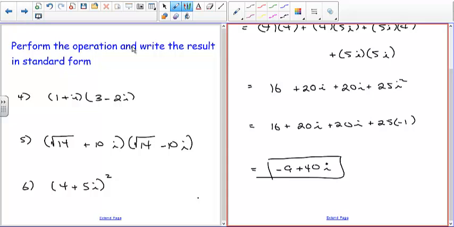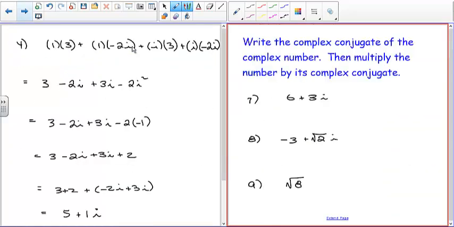Okay. So we've learned multiplication of just two different complex numbers. Here we did the complex conjugate. Here we just did a square of a complex number.